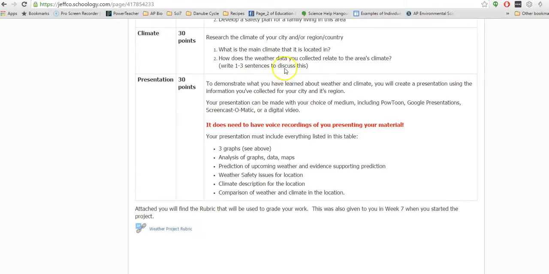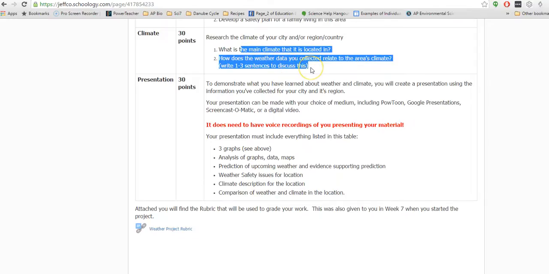Climate. Research the climate of your city and region. So remember, in week 12, you looked at weather and then climate, and what the difference is between the two. So now you need to use that knowledge to talk about the weather and the climate in the city you've been collecting data on. Okay?